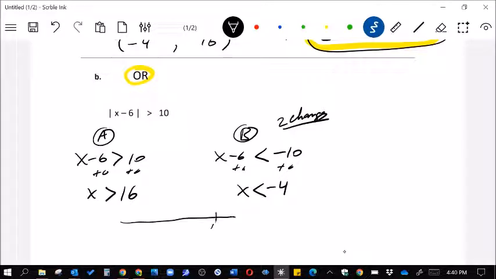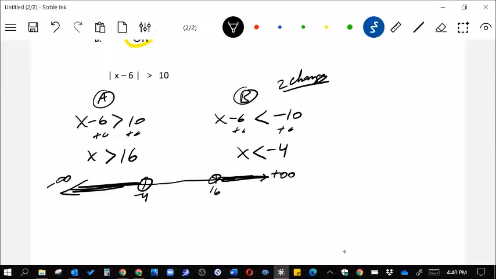Now when I put these on the graph, I'm going all the way this way to negative infinity, and all the way this way to positive infinity. So in this case, we do have two separate answers. Here we say that x is less than -4, and here we say that x is greater than 16. It would be appropriate in this case to put them together.